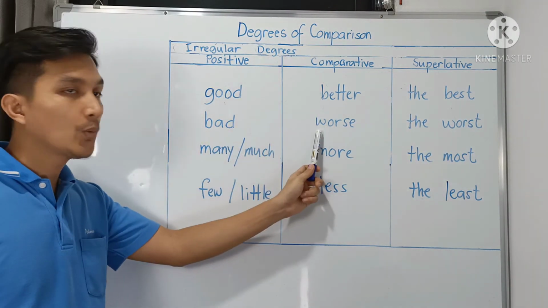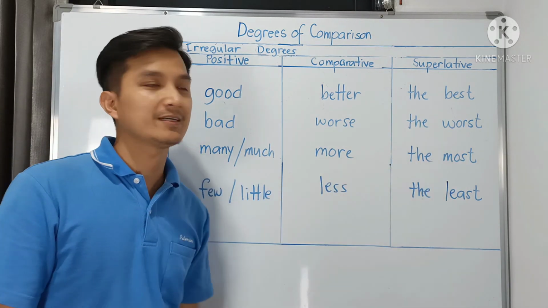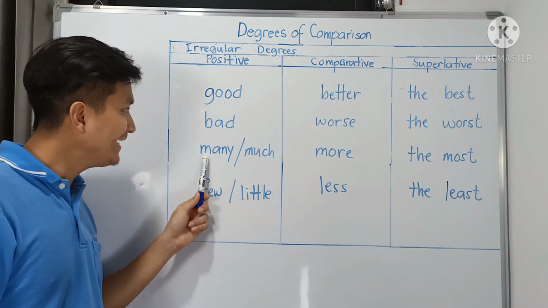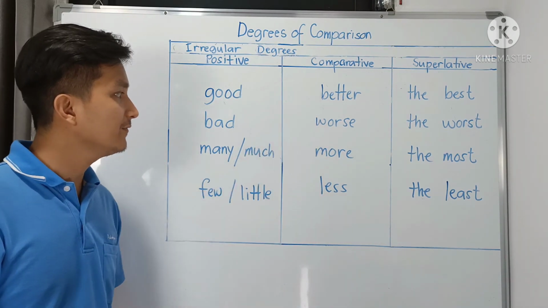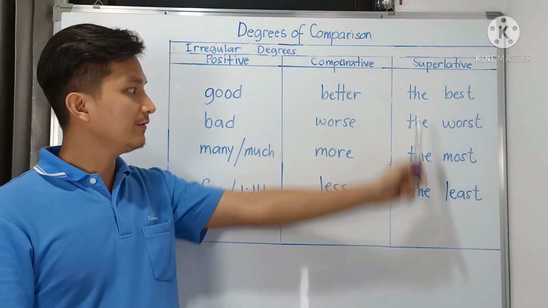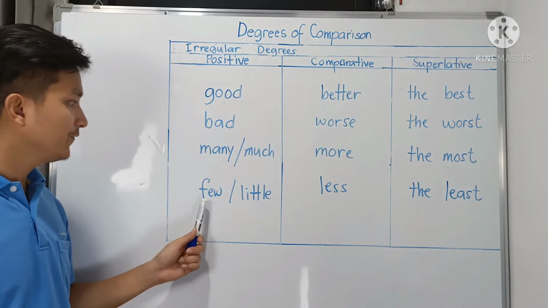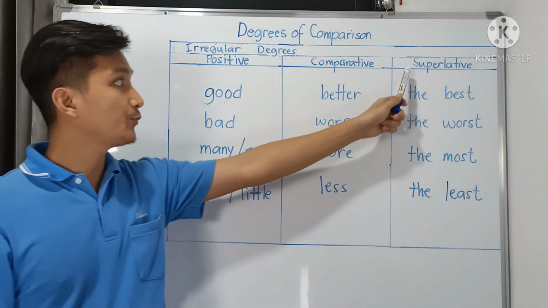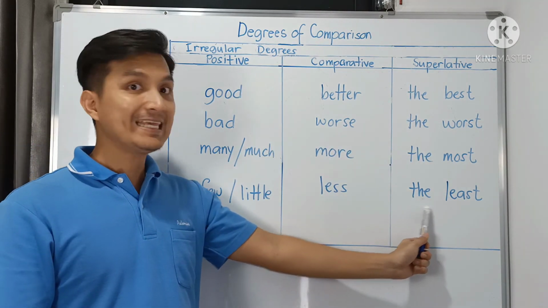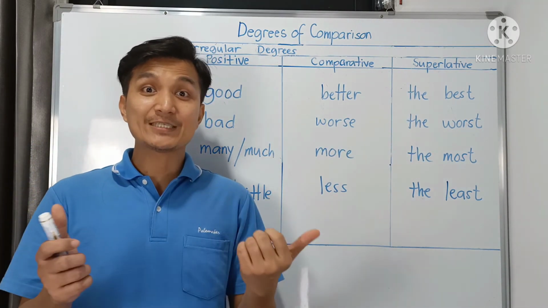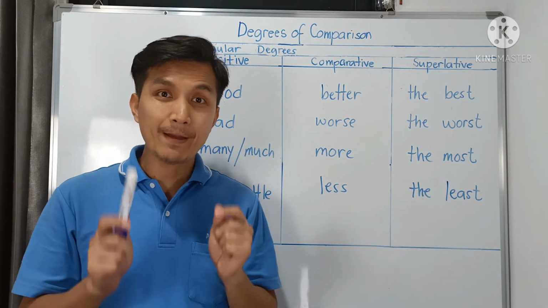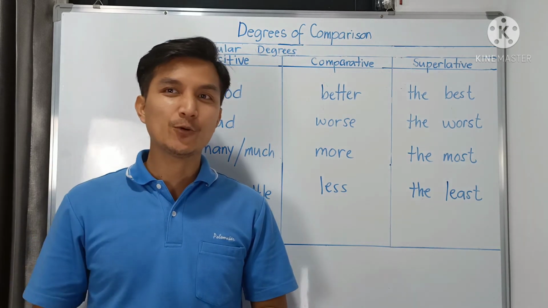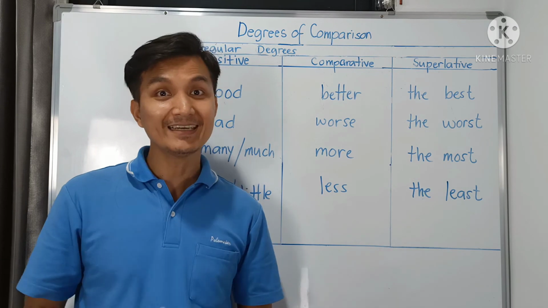Bad, worse, the worst. Many, more. Many or much. The comparative is more. The superlative is the most. Few or little. The comparative is less. The superlative is the least. Okay, so that's all the rules, and I hope that you will remember them so that you will not get confused about writing them or using them in a sentence. Okay?